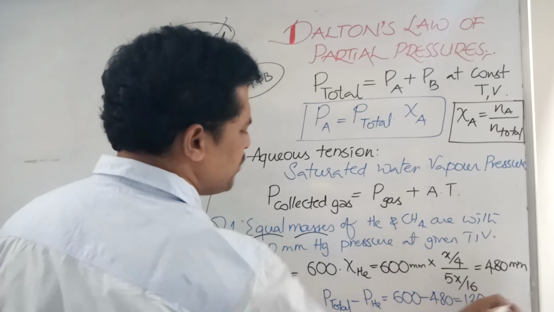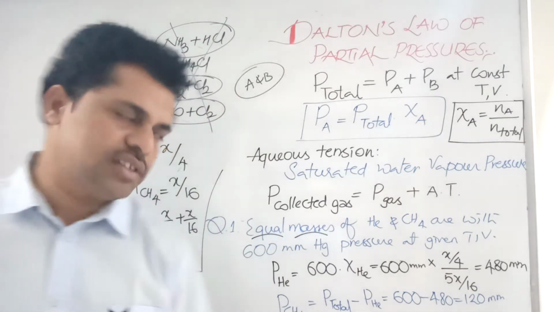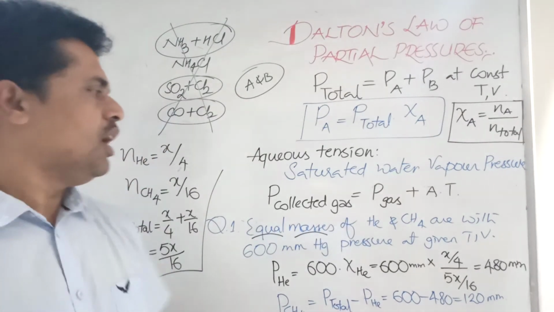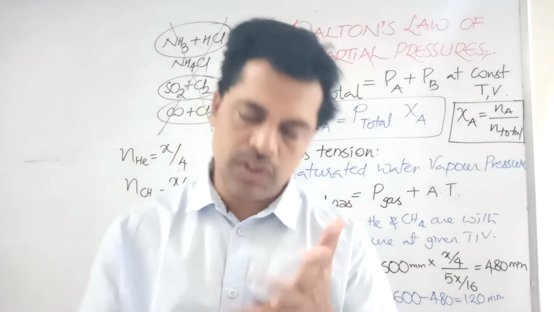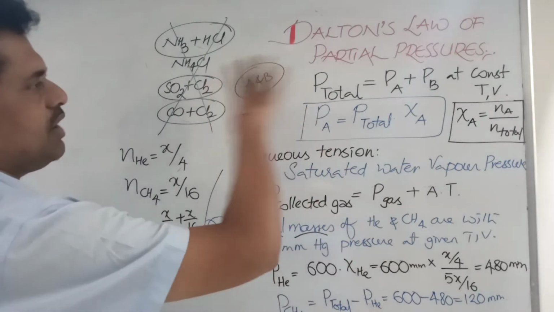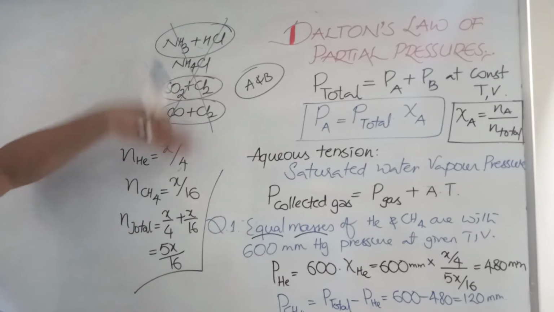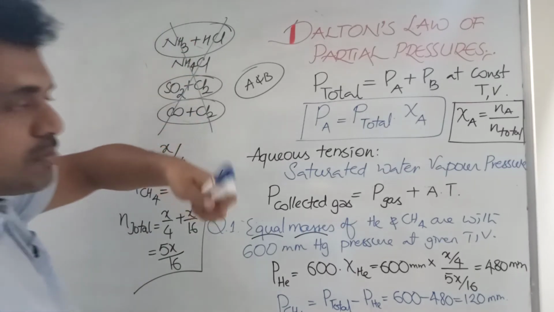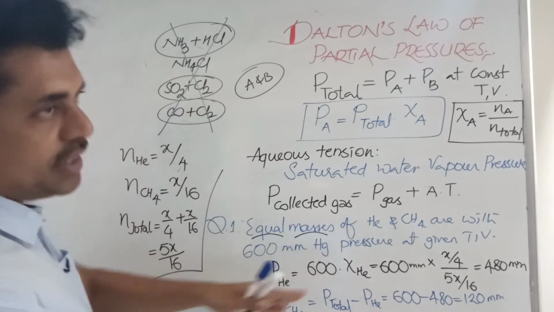Otherwise, you can use the same formula: X by 16 by 5X by 16, and you will get the same 120 value. So one type of question is this: they give you the total pressure and ask for the individual pressures. Just have a look at this question. I will remove this part and give you one more numerical. These combinations are important. Most of the time in your entrance examination, these types of questions will come.